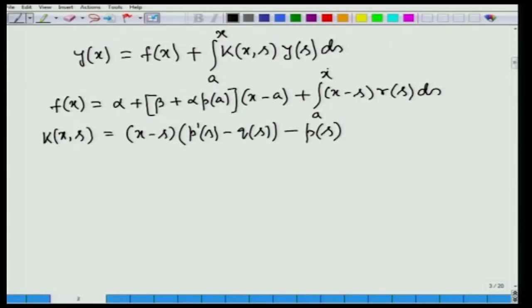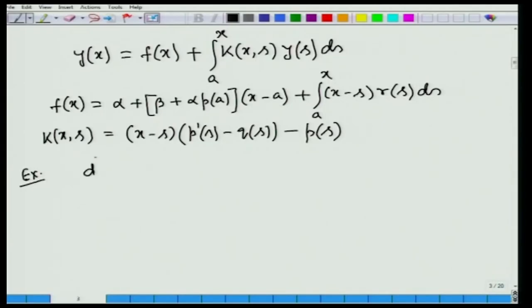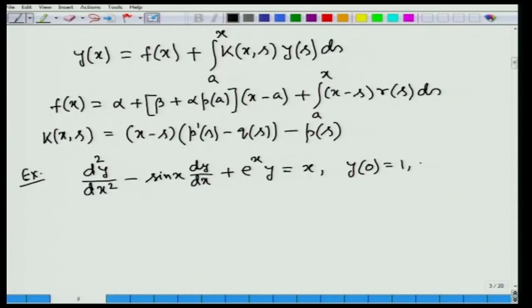So, this is our target integral equation that we have obtained starting from the given general form of the second order ordinary differential equation, which is an initial value problem. We can just have a look at one example. That means, we have to construct the integral equation corresponding to this differential equation d 2 y d x 2 minus sin x d y d x plus e to the power x y is equal to x, where y 0 is given as 1, y dash 0 is given as minus 1.